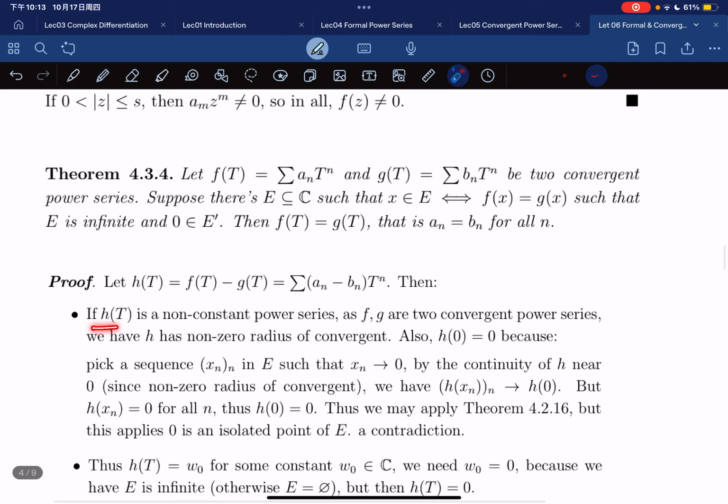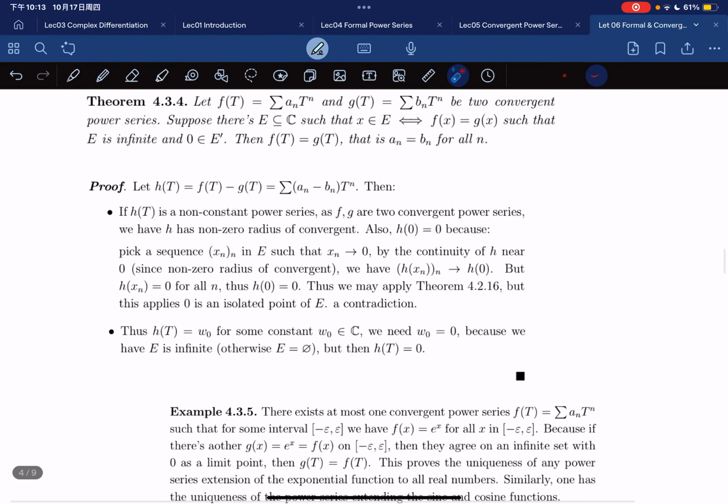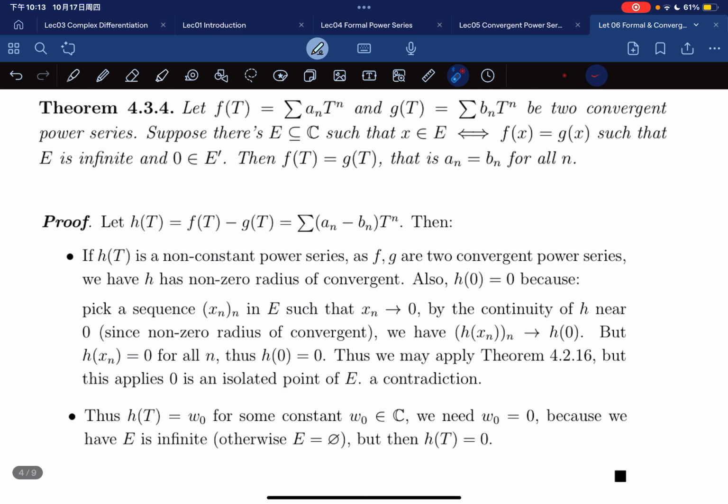And because h is a non-constant polynomial with non-zero radius of convergence, and h(0) is 0, we apply this theorem. We say that there's a neighborhood around 0 such that, other than 0 itself, it does not intersect E, right? h(z) is non-zero, which means that 0 is an isolated point of E, but 0 is also a limit point of E, which is a contradiction. So h must be a constant polynomial. It must be a constant polynomial.